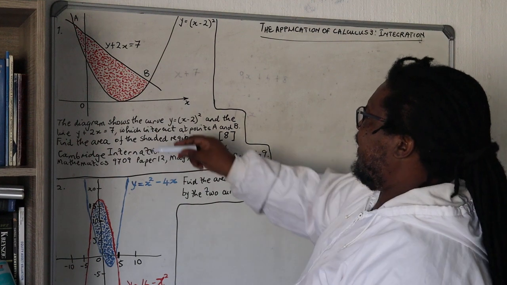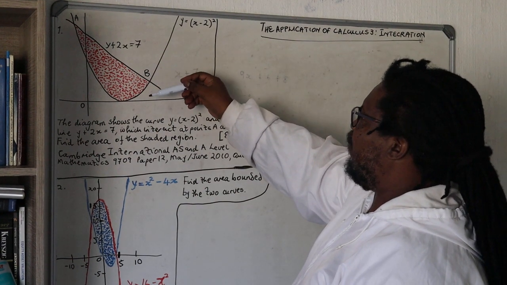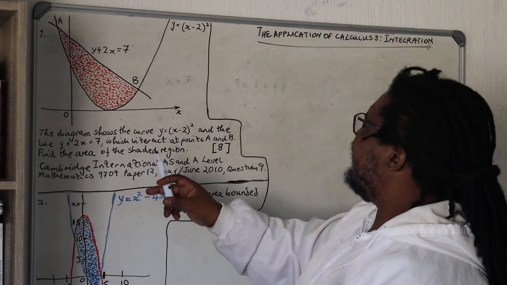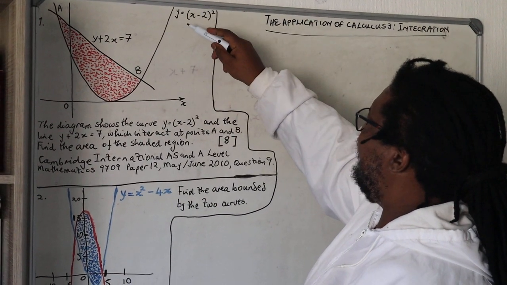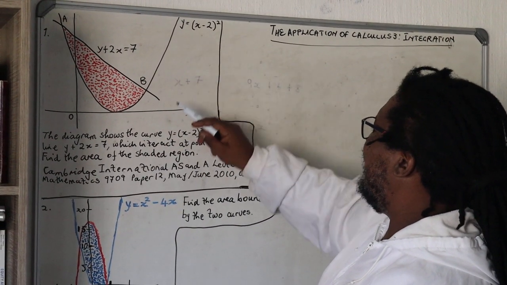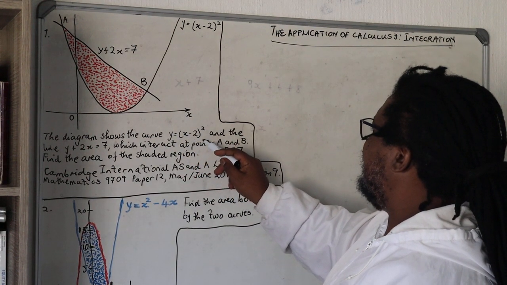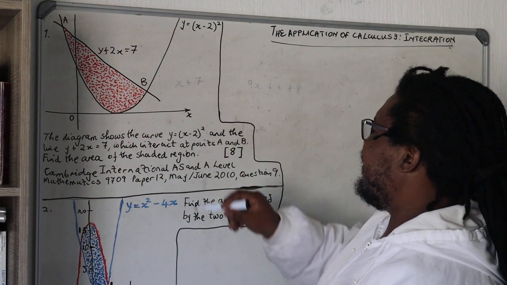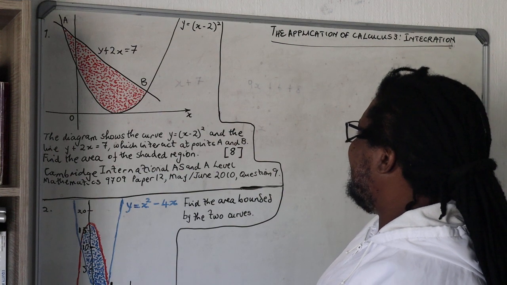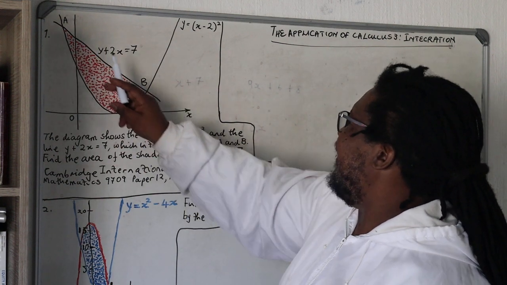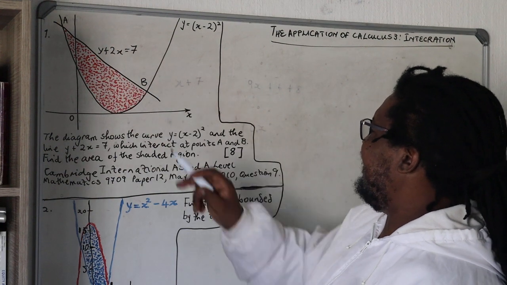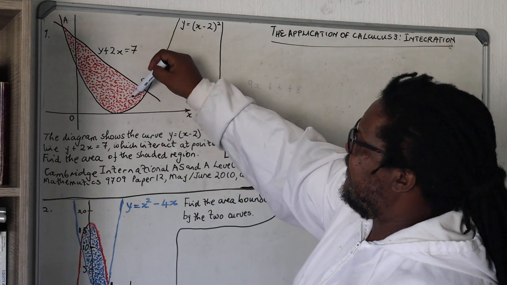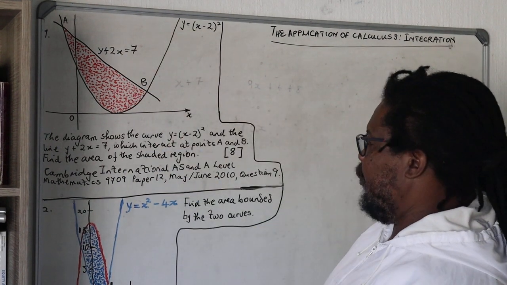So here we've got the question we've named question 1. That was question 9 in the past examination paper. It says the diagram shows the curve, which is a quadratic curve, y is equal to (x minus 2) squared, and the line y plus 2x is equal to 7, which intersect at points A and B. These are the points where the curve and the line meet. Find the area of the shaded region. This dotted red region is the area we are supposed to calculate.